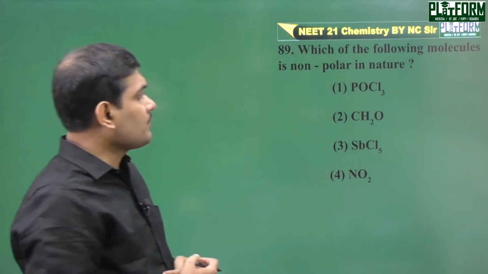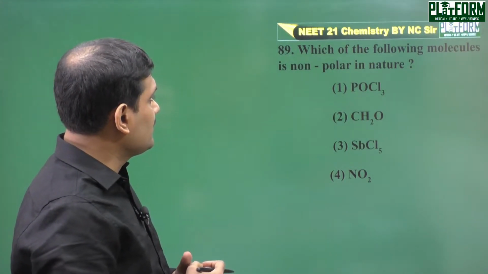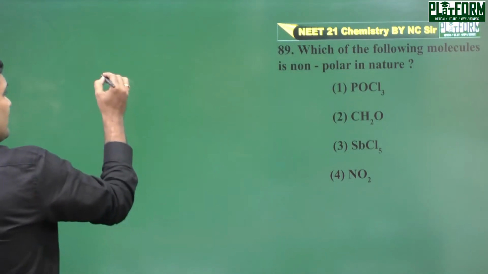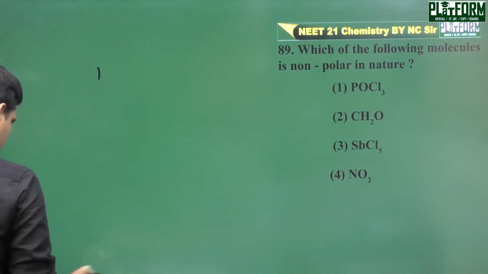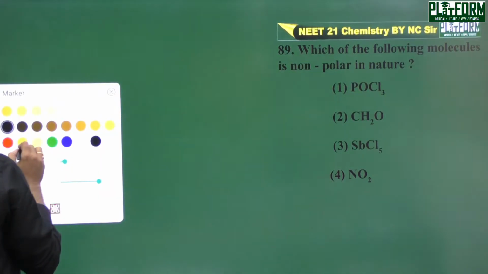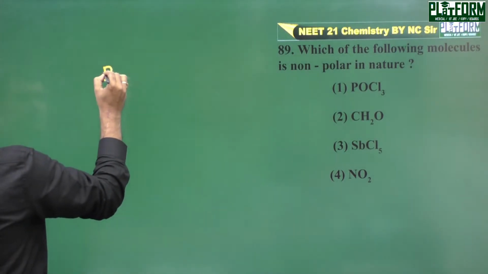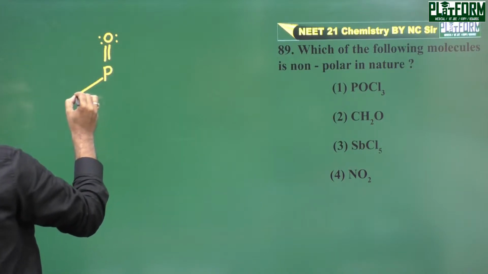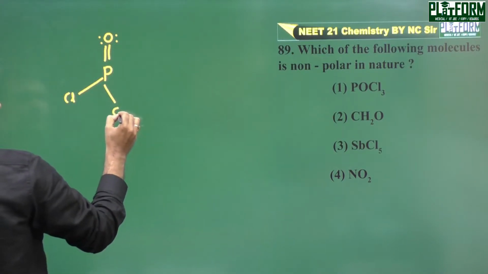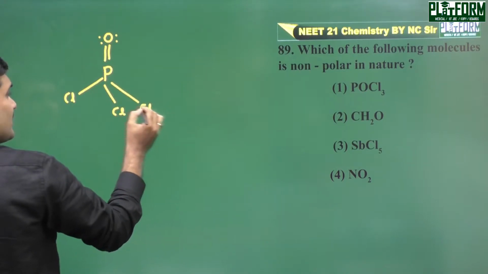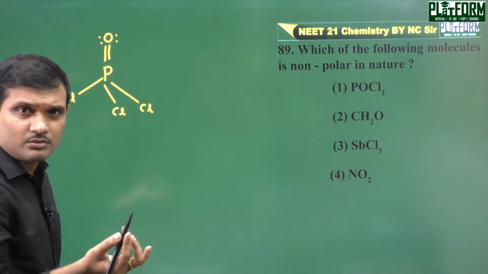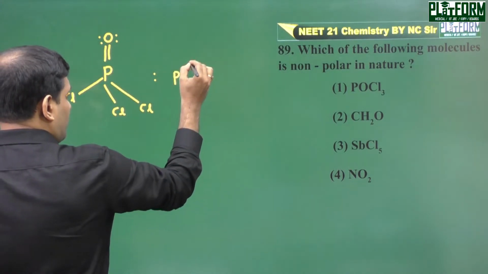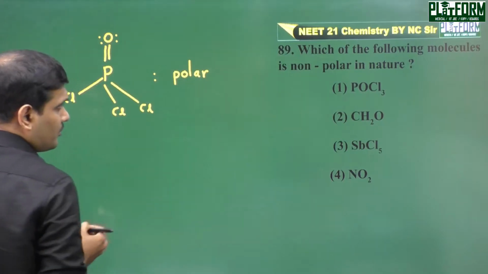Now next, which of the following molecules is non-polar in nature? Which of the following systems is non-polar? So let us draw here. There is no way; you have to draw the structures. So POCl3, it's a well-known structure. Definitely in POCl3, the dipole moment of the 3 Cl bonds will not exactly cancel out the P=O bond. So it is polar. It is not a symmetrical molecule.